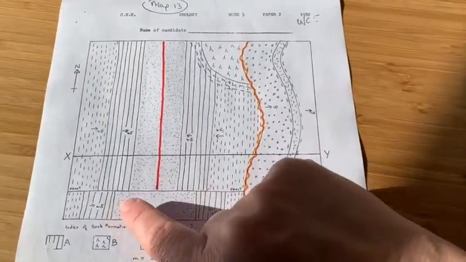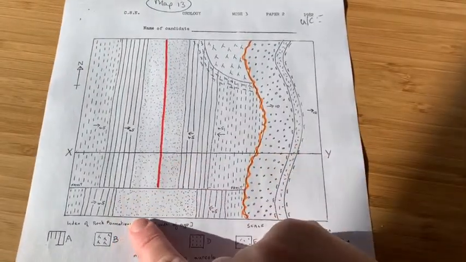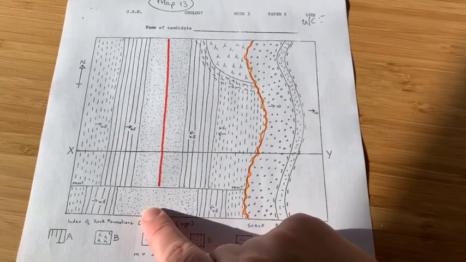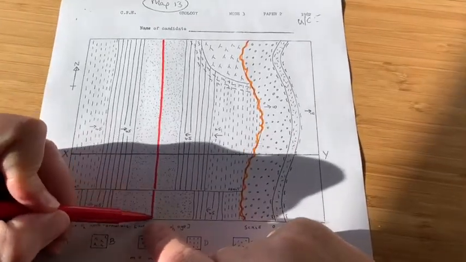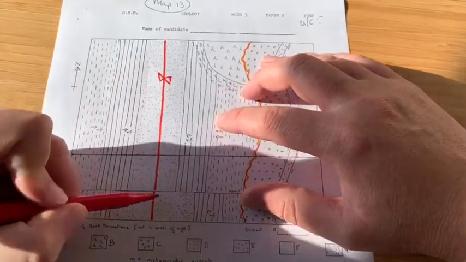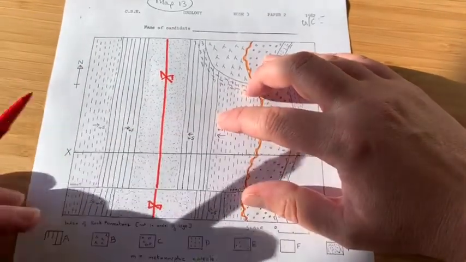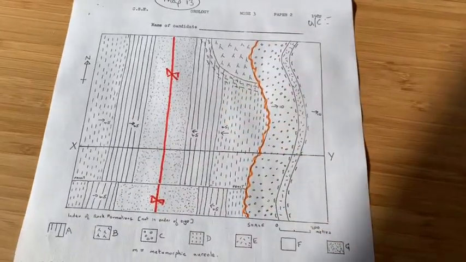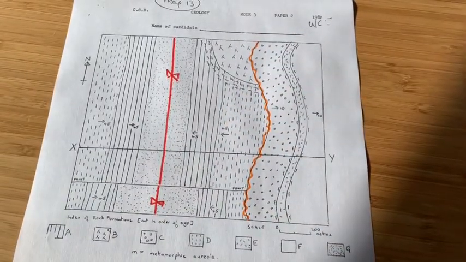I would also suggest that the axial plane trace continues below this fault in the same position. We said it was a synform, so let's put a bow tie on it. So we've marked on the axial plane trace of the fold.